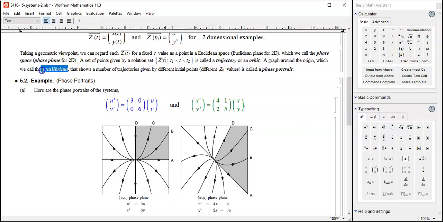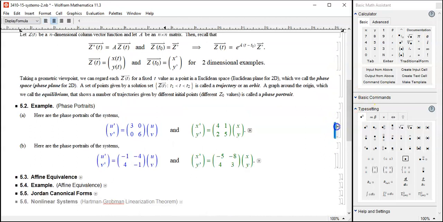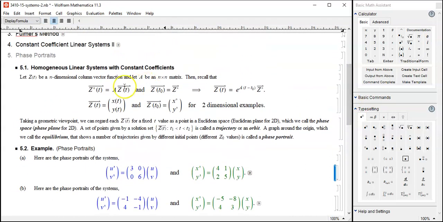One more thing here. Why is the origin called equilibrium? The reason is, if you put in z equal to the 0 vector, then the 0 vector times A is also 0, so z prime is also 0. What does that mean? From the origin, if I have a stationary point, then velocity is also 0, so that point is not moving. So if I'm precisely at the origin, it's not moving. That's why it is called equilibrium.